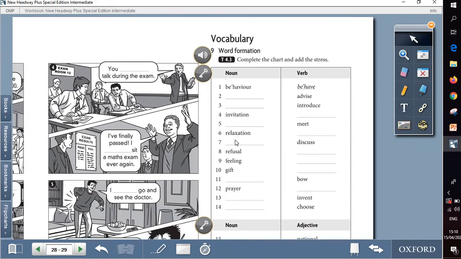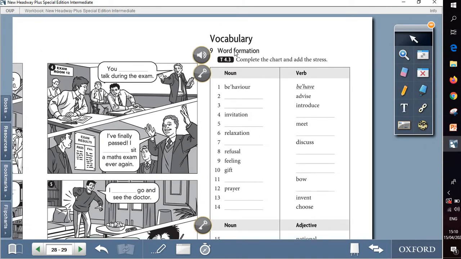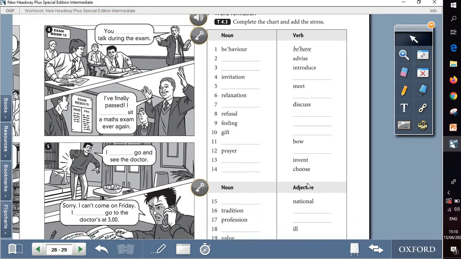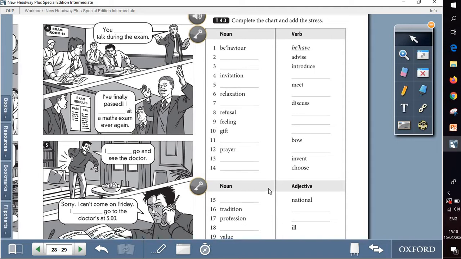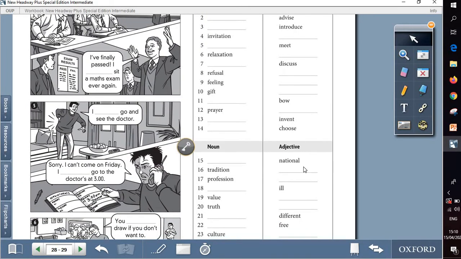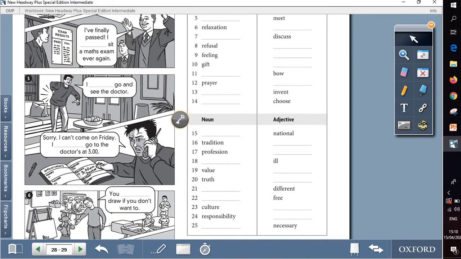Coming to the vocabulary part, which is question 9, it's about word formation. As we can see here, we have 4 boxes in which there are some words missing. Here, the given word is either the noun or the verb, and we are going to finish the missing word. And down here, we have the noun and adjective, and we'll do the same to finish either with the noun or with the adjective.